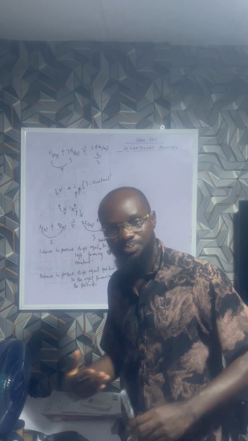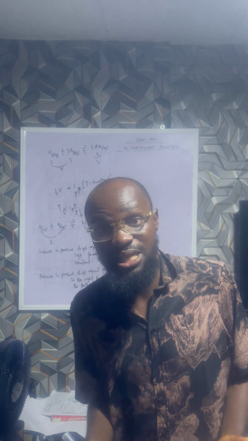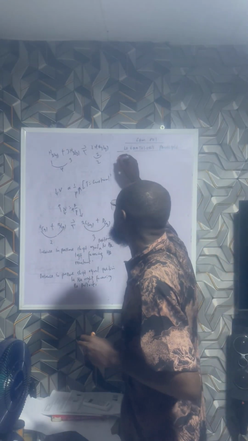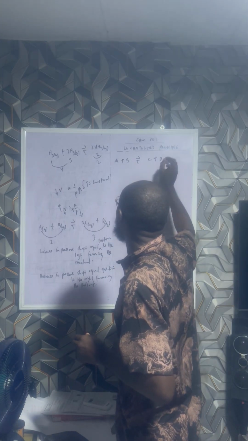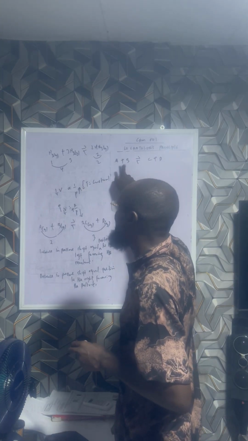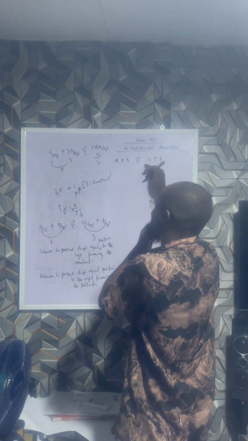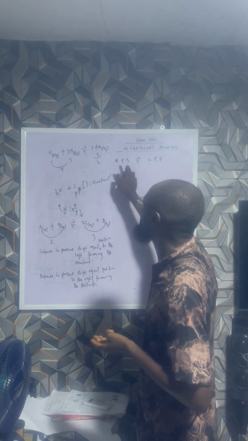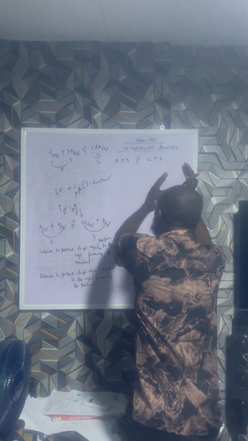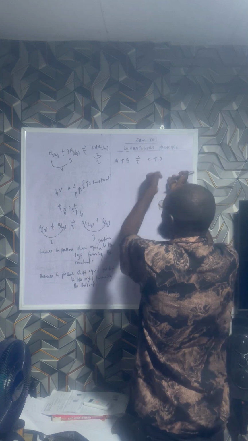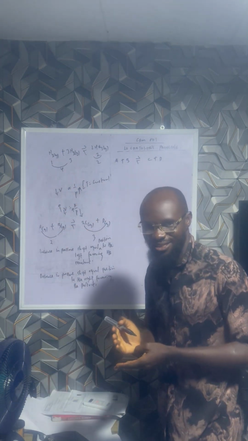Concentration change is one of the easiest. The only clue I will give you is that if I have a reaction, irrespective of the state of matter, if I increase the concentration of any of the reactants, equilibrium will shift to the product side. Since I'm increasing the concentration of any of the reactants, it will go towards the product side. If I increase the concentration of any of the products, equilibrium will shift back to the reactant side.